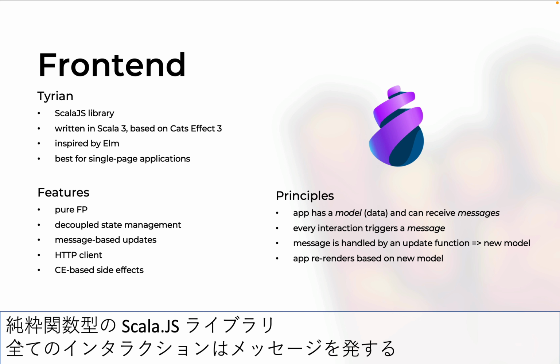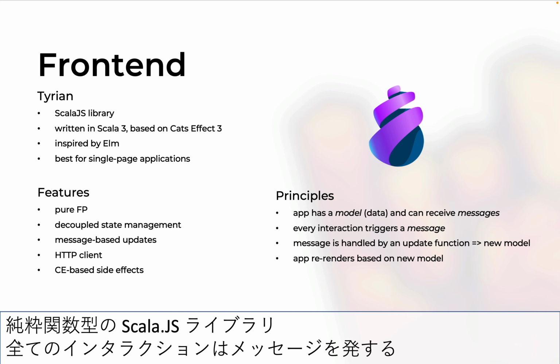Now, in terms of general ideas, I'm going to describe them in more detail with some code snippets shortly, but in essence, an app has a model, which is just a big data structure that remembers the state of the entire application. And the application can receive messages that can arrive at any point. And every interaction from the front end will trigger a message. So every click of a button, every HTTP call, every otherwise asynchronous computation in JavaScript, so in Scala.js land, will trigger a message. And the message is handled by a purely functional update function so that we can create a new model, and based on that new model, we re-render the application. So this is how the state of the application will change, and even the pages will change.